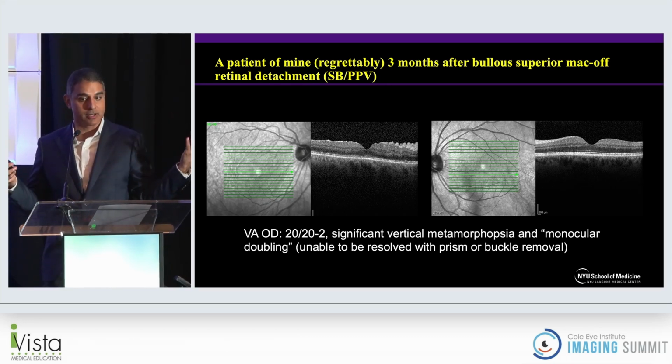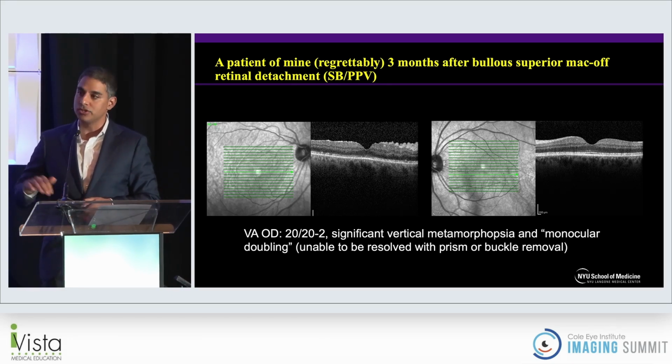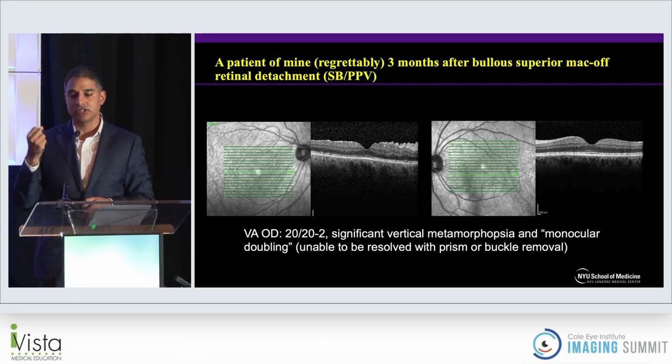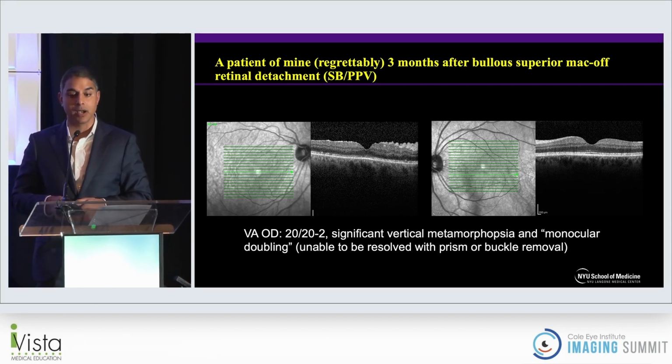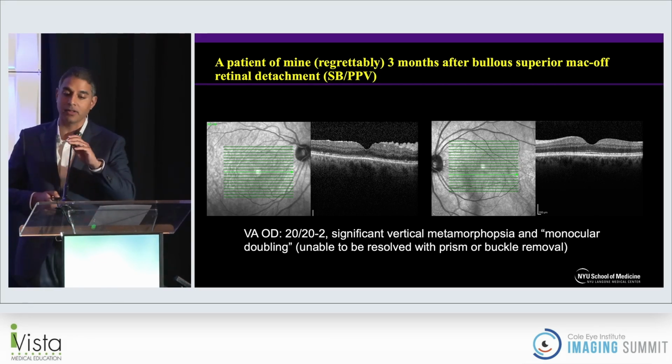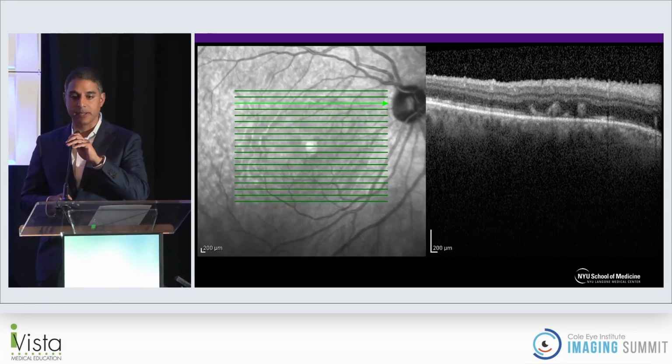It's 20/20 minus. But look at that inferior arcade, look at the near infrared, you see these hyper-reflective lines. It almost looks like the retina is dragged down, and you get this significant vertical metamorphopsia and monocular doubling. And I actually removed the buckle, and the patient still didn't have resolution of their symptoms. And you see these outer retinal folds.